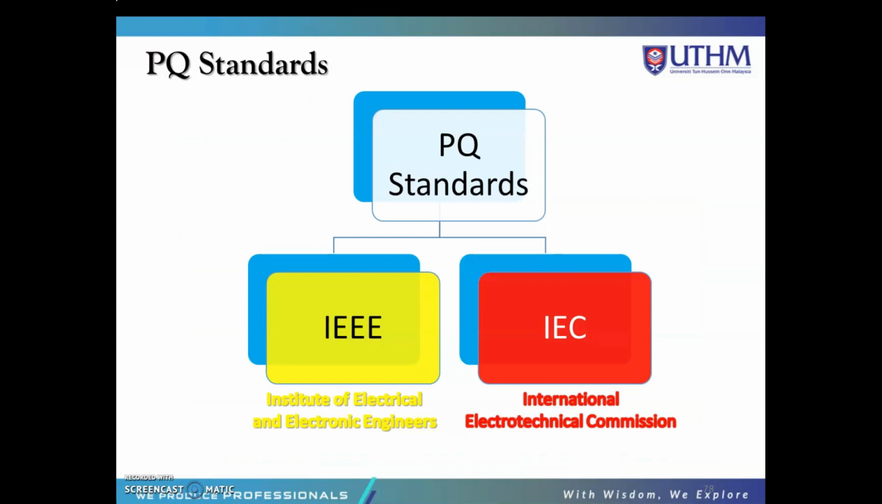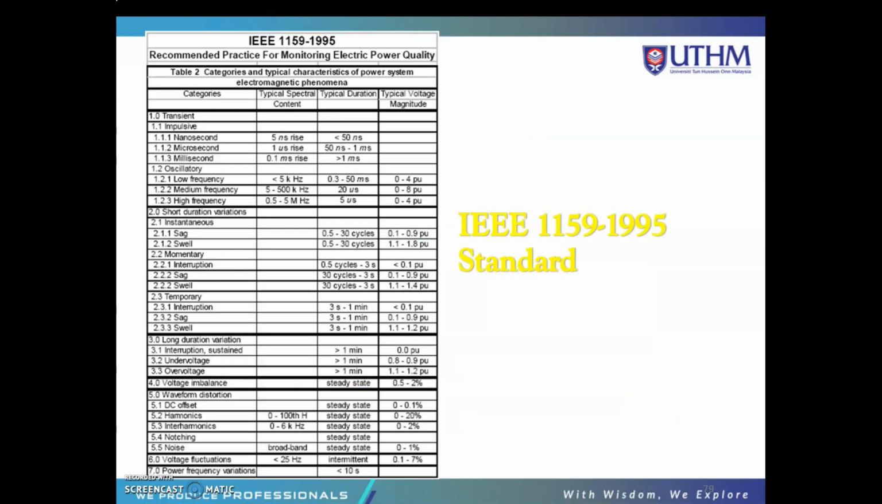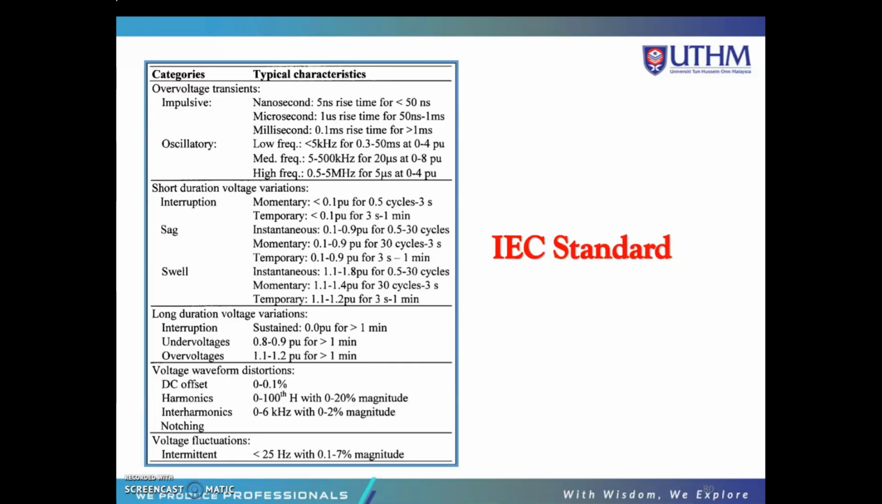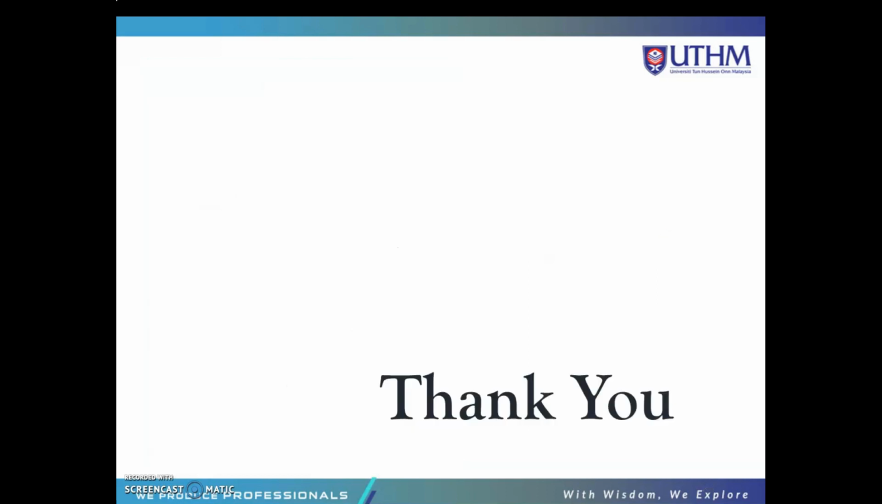Okay, there are two power quality standards that we can refer to: the IEEE, the Institute of Electrical and Electronics Engineers, and also the IEC, International Electrotechnical Commission. So this is the IEEE 1159 1995, the recommended practice for monitoring electric power quality. We can refer to this standard, and we can also refer to the IEC standard for power quality.